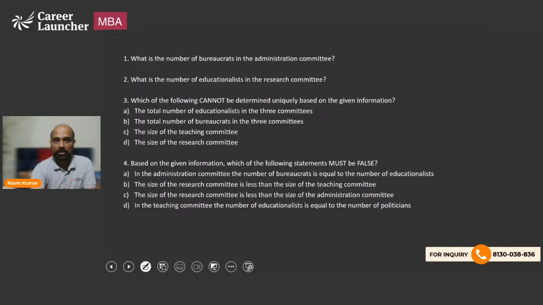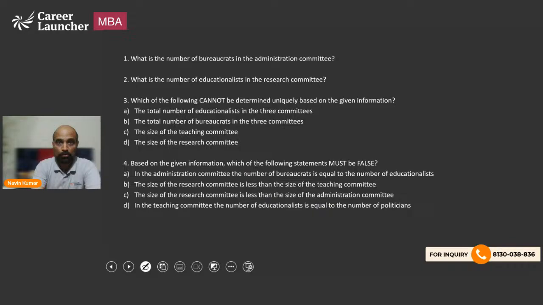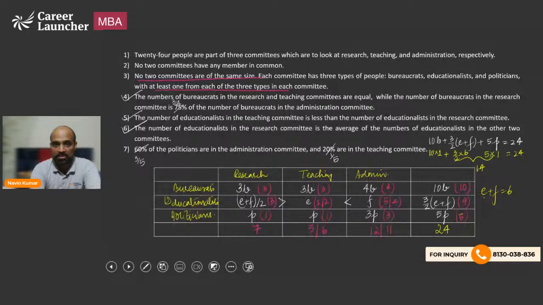What is the number of bureaucrats in the admin committee? Number of bureaucrats in the admin committee, 4. Okay. What is the number of educationalists in the research committee? Educationalists in the research committee, there are 3.